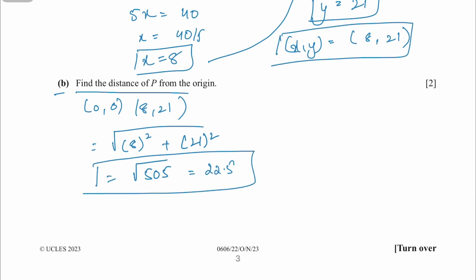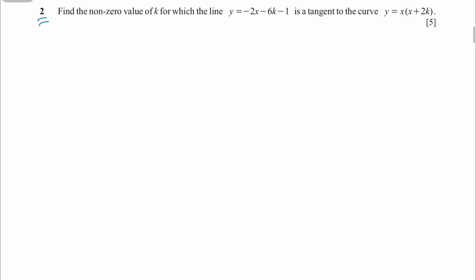Now moving on, we have our question 2, where it is written: find the non-zero value of k, where k should not be equal to 0, for which the line y equals minus 2x minus 6k is a tangent to the curve y equals this. So first of all, we need to equate those equations.